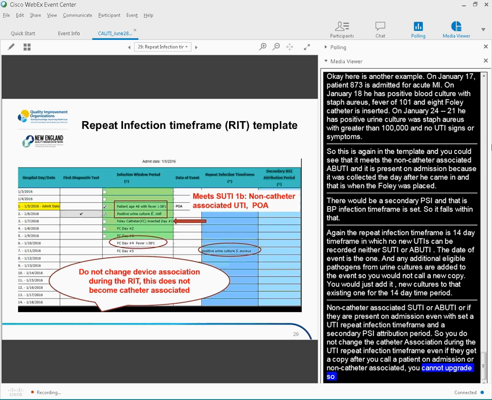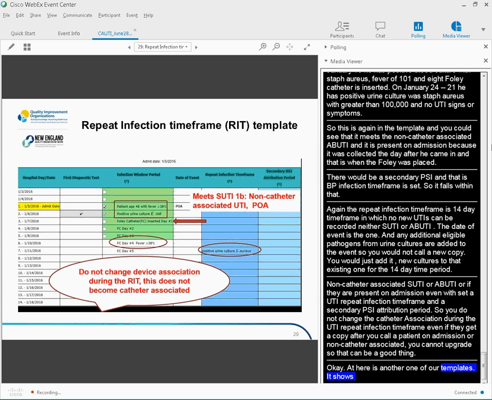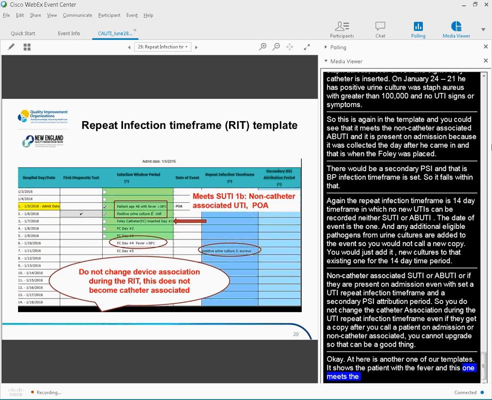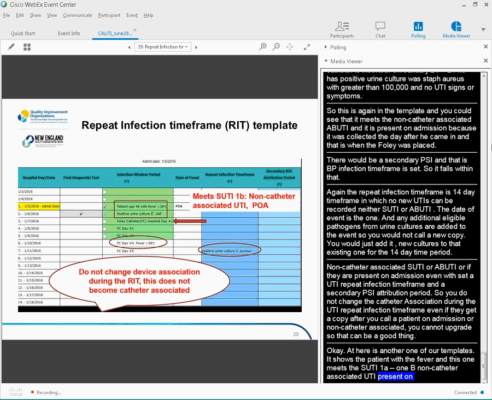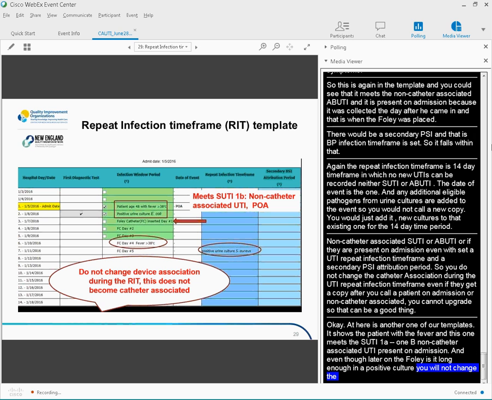Okay, and here is another one of our templates, and it shows a patient with a fever, and this one meets the SUTI 1B, which is the one we weren't talking too much about, the non-catheter associated UTI present on admission. And even though later on the Foley's in long enough and there's a positive culture, you're not going to change the device association during this RIT. It does not become considered catheter associated for NHSN purposes.